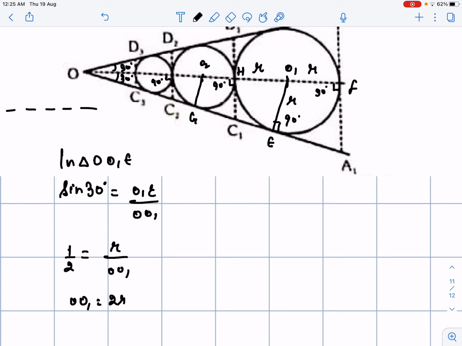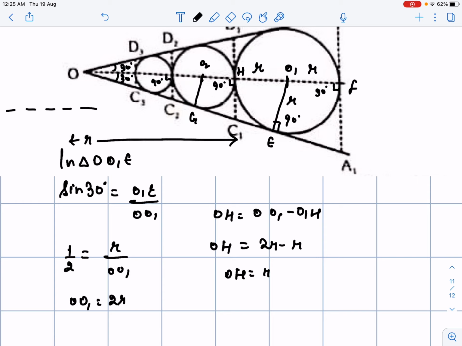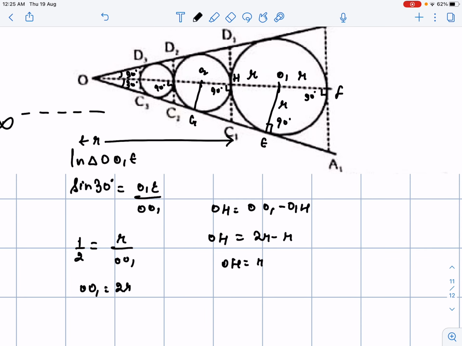As soon as we got the value of O1 as 2r over here, we'll be able to get the value of OH. And OH will be becoming what? O1 minus O1H. That is 2r minus r. That is OH is equal to r. As soon as we got the value of OH as r over here, we'll proceed further to get the value of base and two parallel sides of the bigger trapezium.